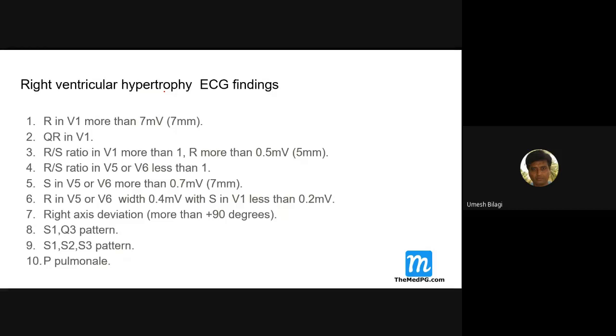Similarly, right ventricular hypertrophy has a lot of criteria: R wave in V1 more than 7 mm, R/S ratio, so many criteria are there. Try to remember as many as possible. These criteria you can go through.